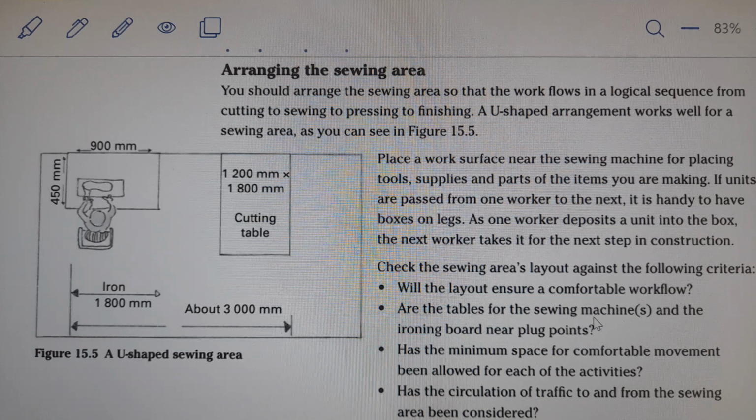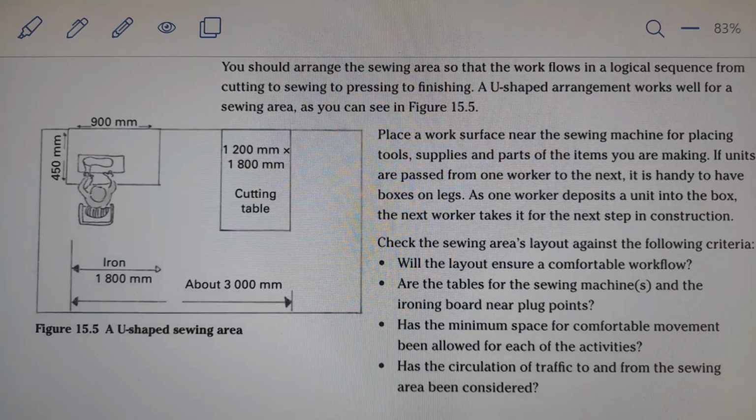Are the tables for the sewing machine and the ironing board near plug points? Has the minimum space for comfortable movement been allowed for? And has the circulation of traffic to and from the sewing area been considered?